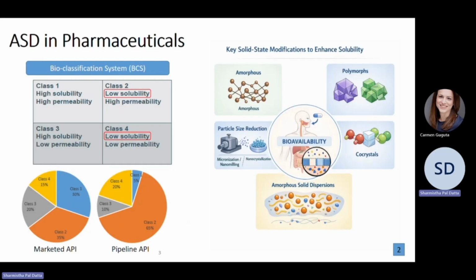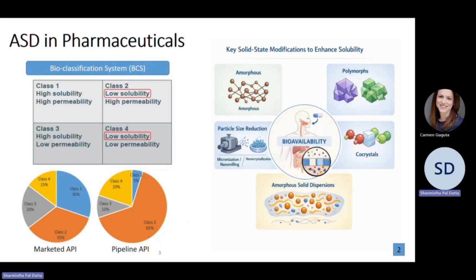So on the left-hand side of the slide, you can see the cases of marketed APIs in the past, where class 2 and class 4 combined were about 50% of molecules. These constitute compounds where the solubility is very low, and that becomes the deterrent for adequate bioavailability.